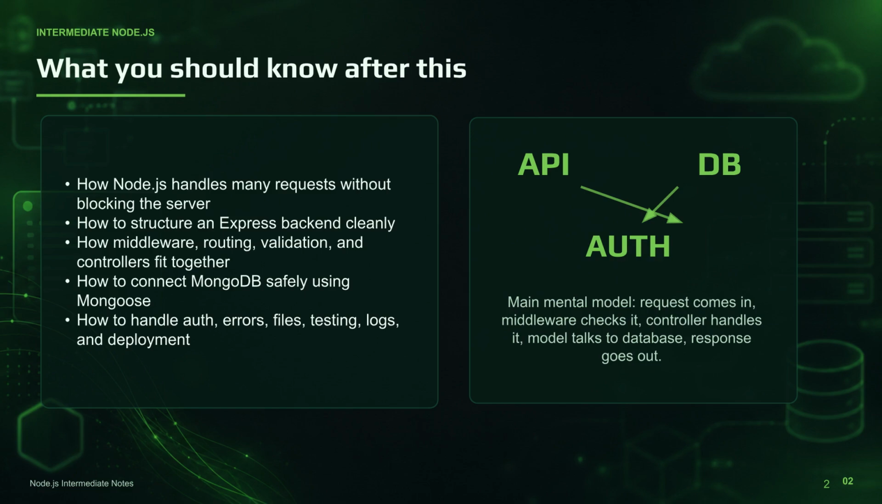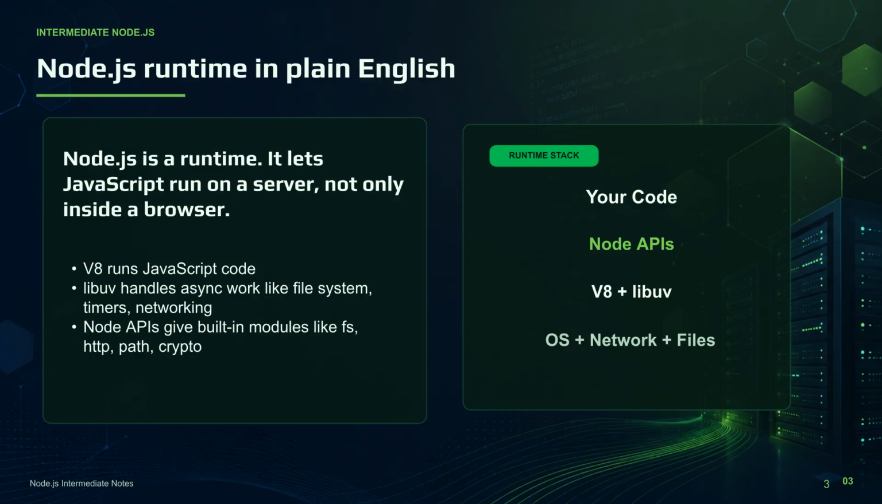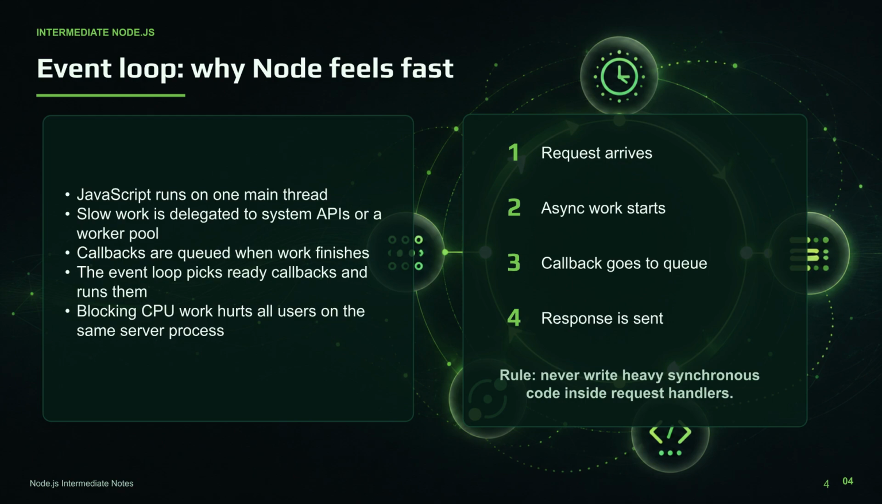We will follow a mental model where a request enters, is checked by middleware, handled by a controller, and served a response. At its core, Node.js is a runtime that allows you to execute JavaScript on a server. It uses the V8 engine to run code, while libuv manages asynchronous tasks like file system operations and networking. Built-in Node APIs provide the necessary modules for your applications to interact with the operating system, network, and files.